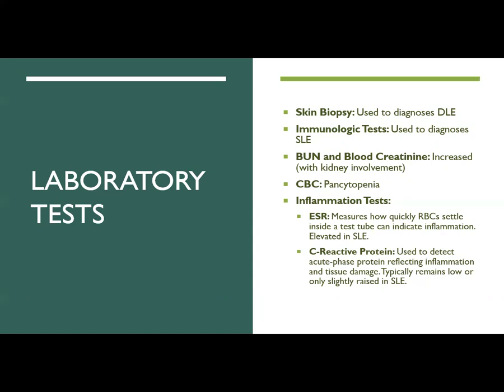Your inflammatory tests, you'll have an ESR and C-reactive protein. So your ESR measures how quickly RBCs settle inside a test tube, which can indicate inflammation, and it is elevated. Your C-reactive protein is used to detect acute phase protein, reflecting inflammation and tissue damage, typically remains low or only slightly raised in lupus. So both those are your inflammatory. And it is important to know your different lab tests. So I gave you guys that worksheet that kind of goes through different types of labs, what they mean, and who's up, who's down. Do actually look at that because it's helpful when you're seeing these so it doesn't feel so out of place when you're looking at it.